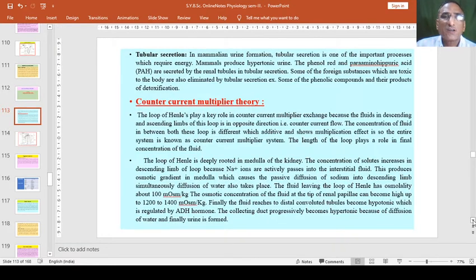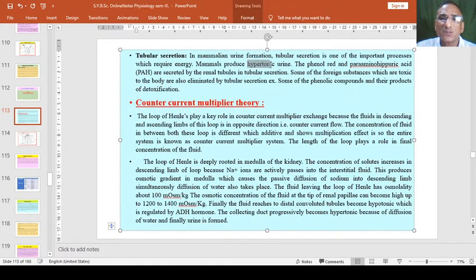In secretion or tubular secretion, particularly in the mammalian kidney, urine formation is carried out by tubular secretion, and this is one of the most important processes which requires energy, or we can say this is the active method. Mammals produce hypertonic urine. Urine has different concentrations, low, medium or high, and accordingly the name is given to it, so mammals produce hypertonic urine.